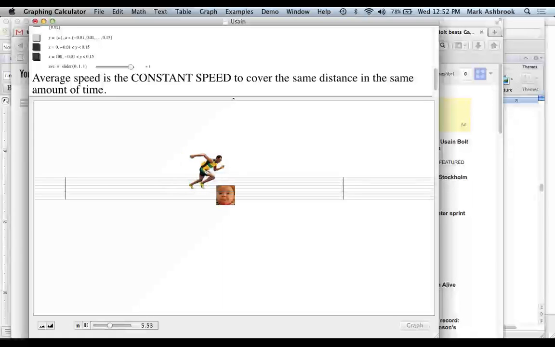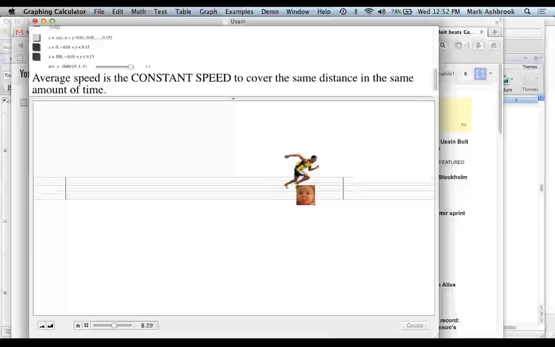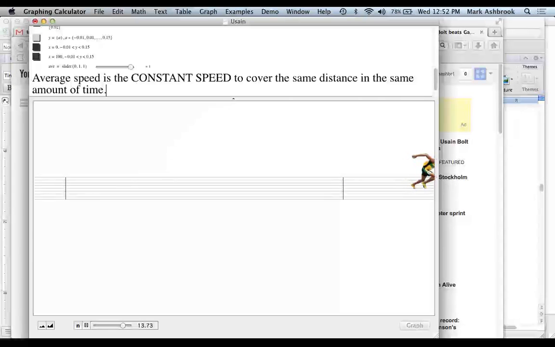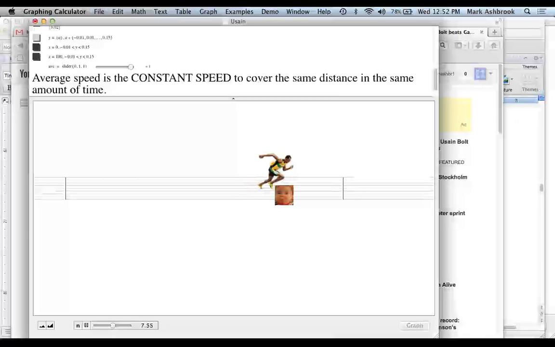Yes. So the average speed on a race is a constant speed. It's the constant speed to cover the same distance in the same time. So her constant speed represents his average speed, because she's running at a constant speed. See?